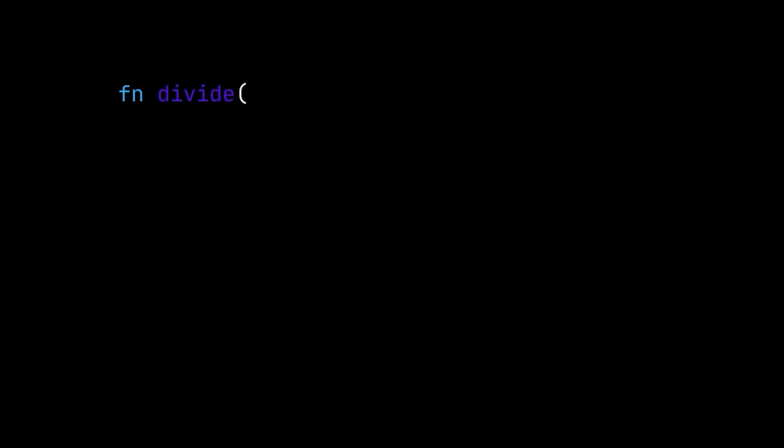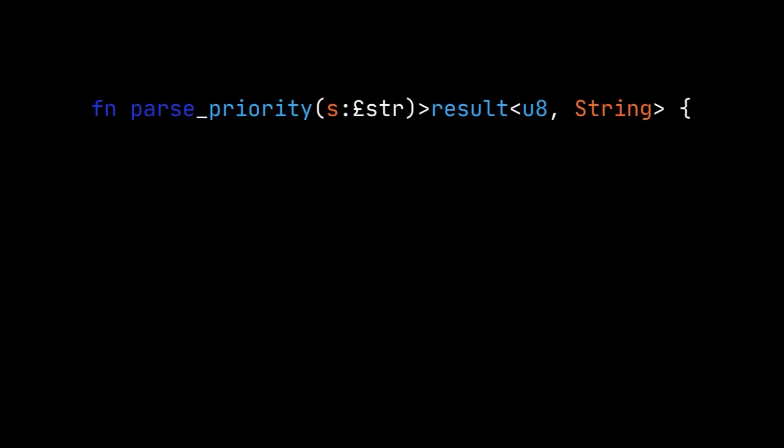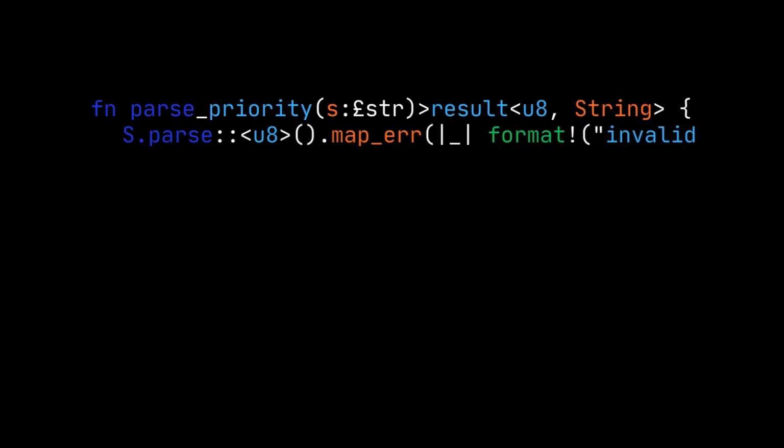An example here is our function divide. We have a and b and we're returning a result. If you are checking for b equal to 0, you know that you have a division by 0, and division by 0 is a no-no in programming. Next up, file IO, parsing, network calls. As you can see in our function parse_priority, we pass it a string and we have a result of u8 and String. When we parse this, you can see that we check for our map_err, and if it's not properly parsed, then we have an invalid priority.